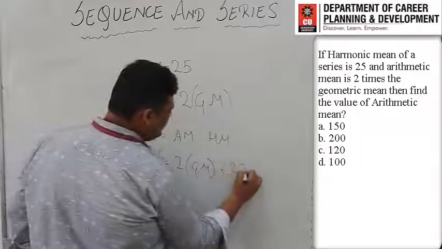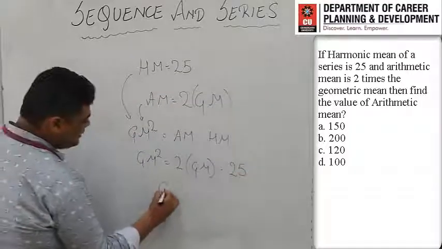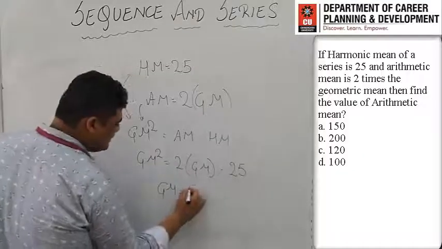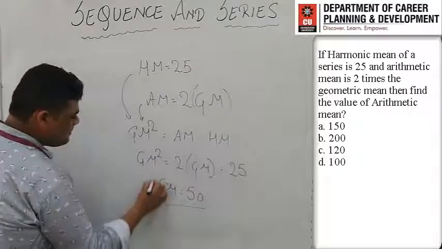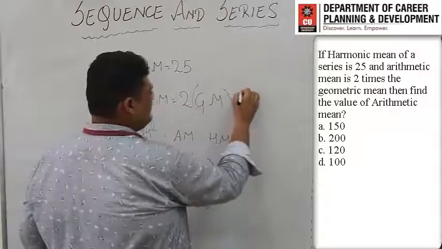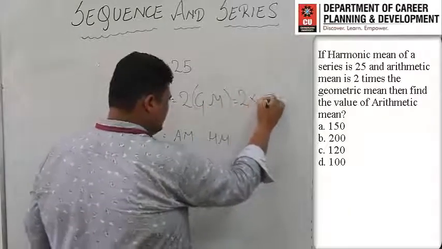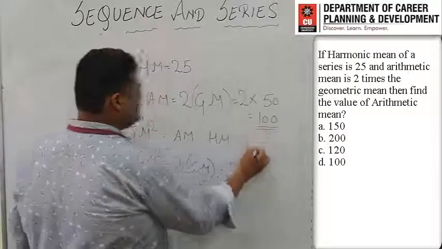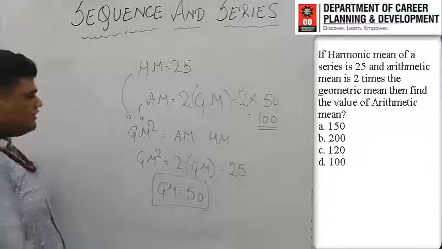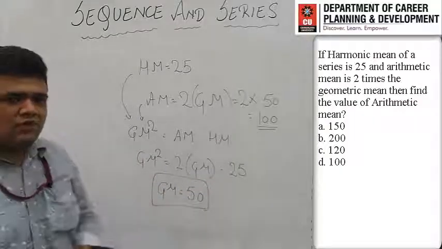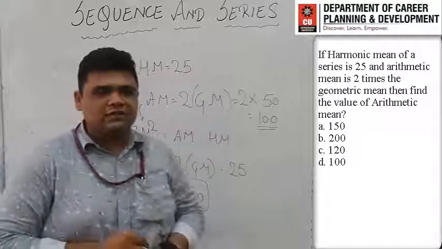is 25. So from here we can find the value of the geometric mean, which is coming out as 2 into 25, that is 50. And by putting this value in this relation, we can find the arithmetic mean as 2 into 50, that is 100. So our arithmetic mean is 100, geometric mean is 50, and harmonic mean is 25. So these are a few questions from sequence and series.